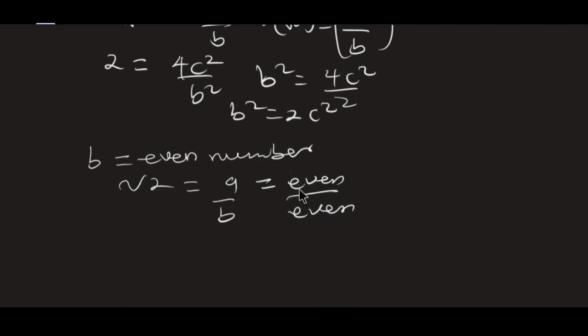And if you have an even number over an even number, it's expected that the common factor 2 should cancel out. But since a over b remains this without any cancellation, such that both a and b are even numbers, then it means that a and b don't satisfy the rational condition, because under the rational condition a and b should be in the simplest form and there shouldn't be any constant or factor to cancel out. For that reason, square root of 2 cannot be expressed in the form a over b in the simplest form. And this shows that square root of 2 is not a rational number.